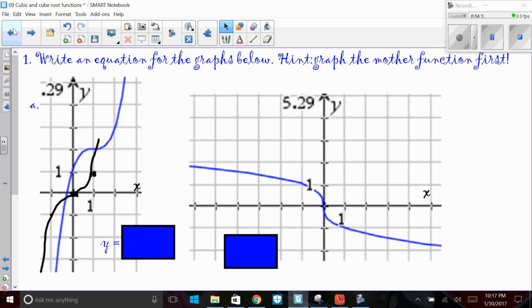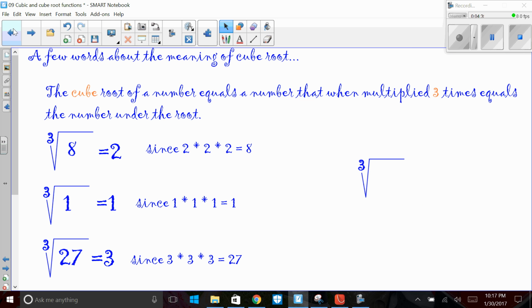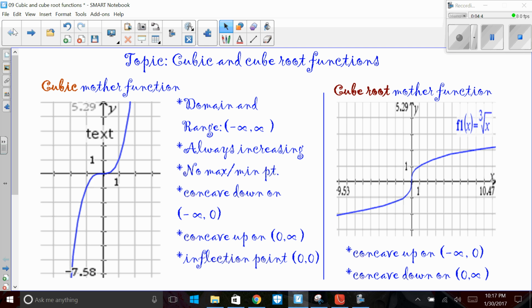And that's pretty much it. Most of this you'll do with the calculator, but the properties and the domain and the range and the meaning of cube root, you really need to focus on.